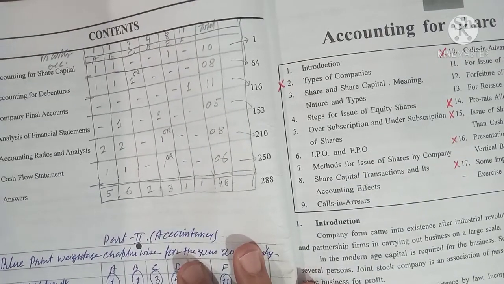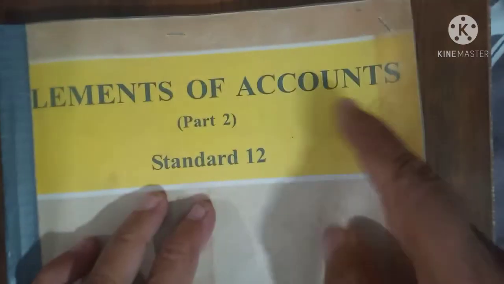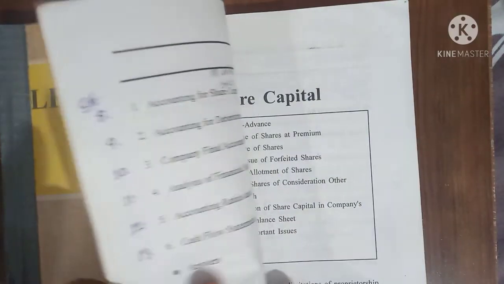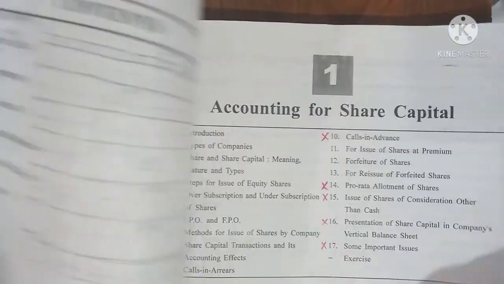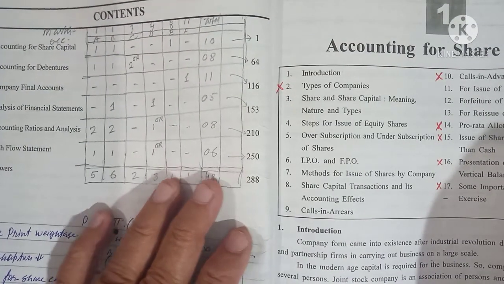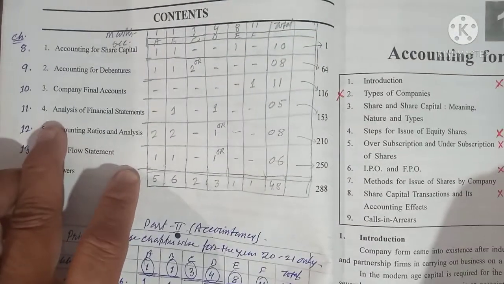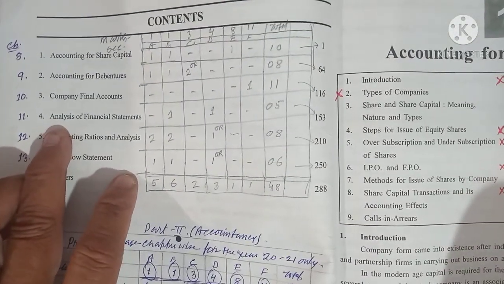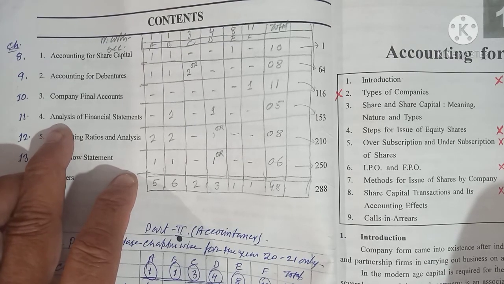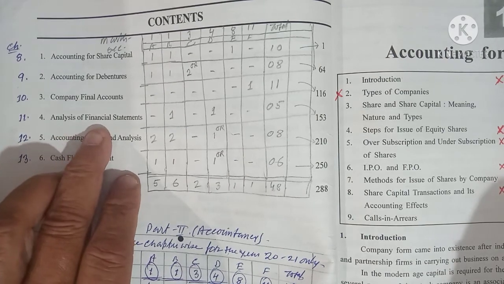Let us start our next video on the basis of elements of accounts part 2, standard 12. Students, the last video which I completed was on chapter 11, that is, according to your textbook, chapter number 4 of part 2, which is analysis of financial statement, the easiest chapter.